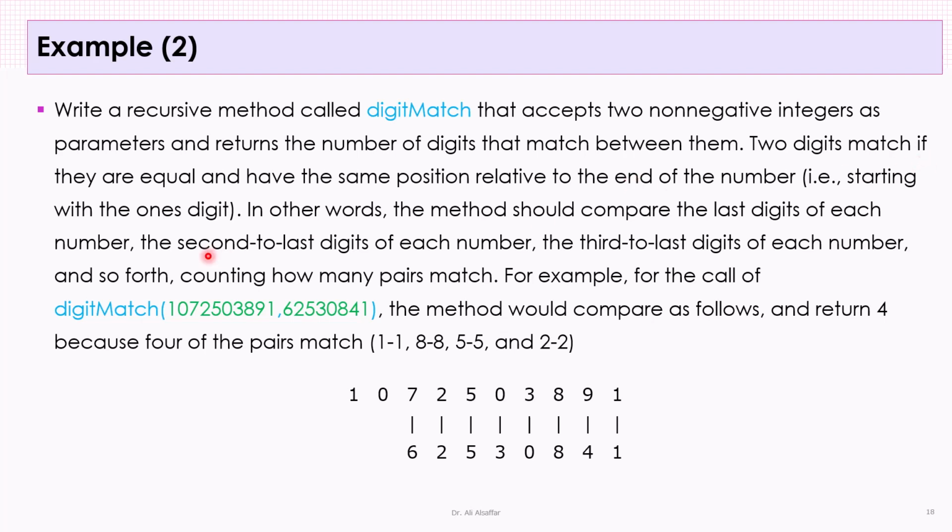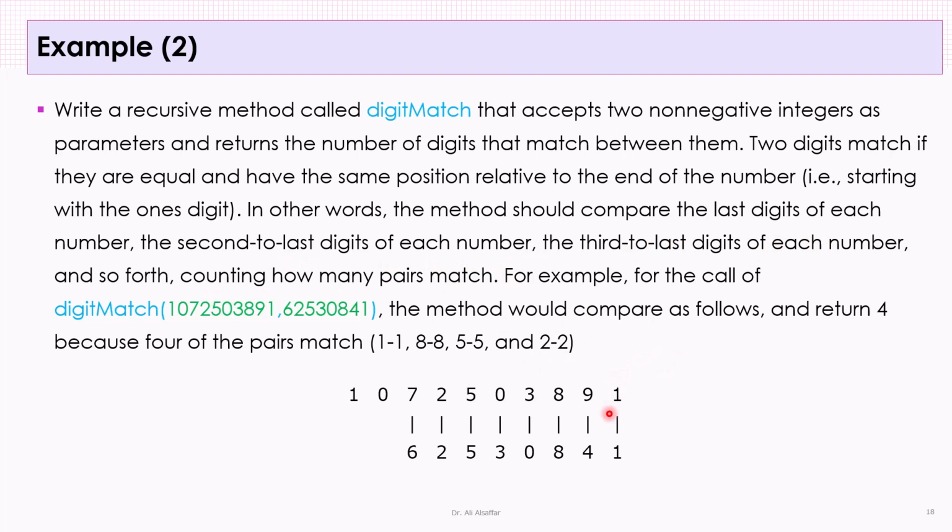Now two digits match if they are equal and have the same position relative to the end of the number. I mean starting with the ones digit. Here is an example. If this is the first number and this is the second number, and here is the ones digit, which is number 1. So we start comparing these digits in the beginning. The method should compare the last digits of each number, the second to last digits of each number, the third to last digits of each number, and so forth.